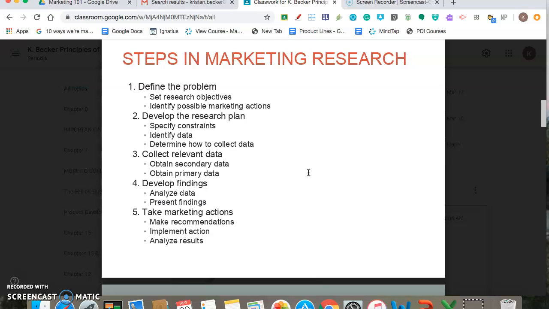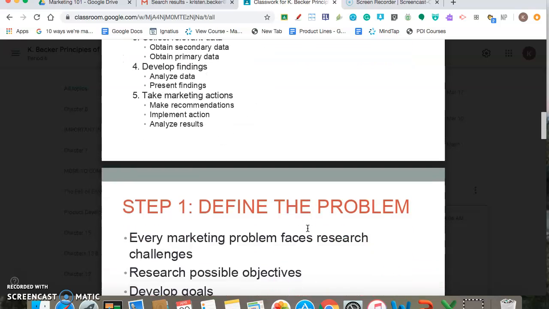Then you're going to actually collect that data. You're going to be able to do it through a secondary research method and a primary one, which we'll talk about in a little bit. You're going to develop those findings. So now with all the information that you have, you need to analyze it and present it to whomever you're doing this research with, whether it's a committee or your boss or whomever it is. And then step 5 is taking that action, setting that plan in place.